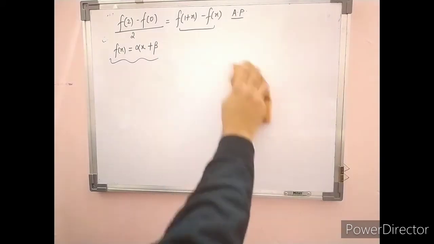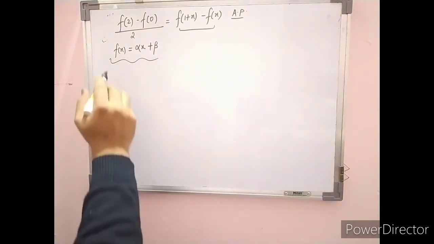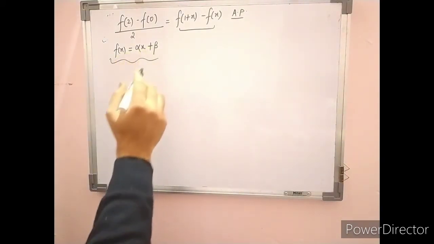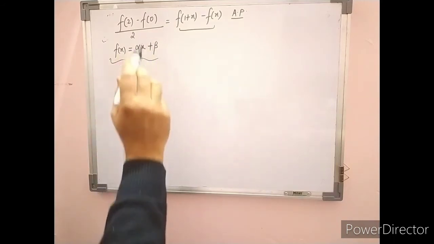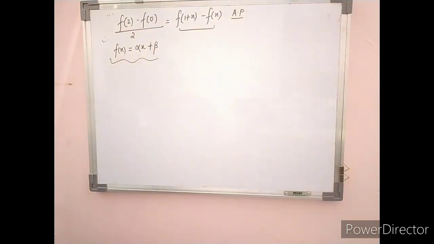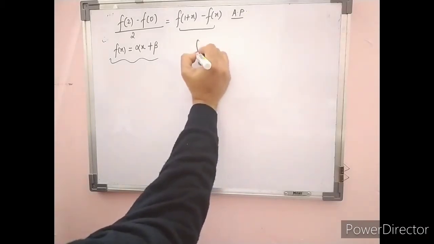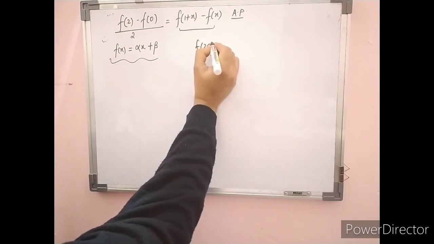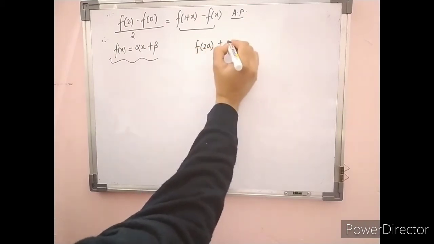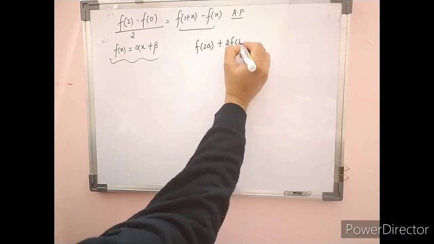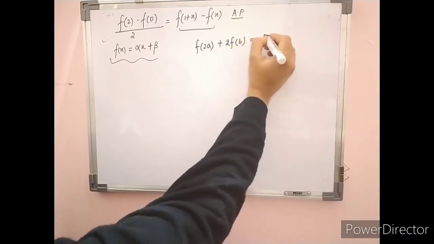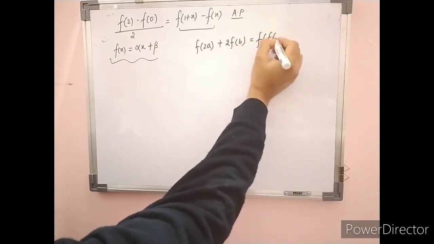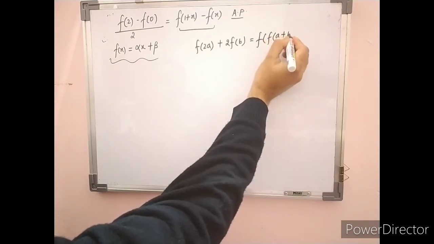So we are assuming that f(x) is equal to alpha x plus beta, where alpha and beta are some constants. Now, what was our earlier equation? Our earlier equation that was given was f(2a) plus twice of f(b) is equal to f(a plus b). This was given to us earlier in the question.